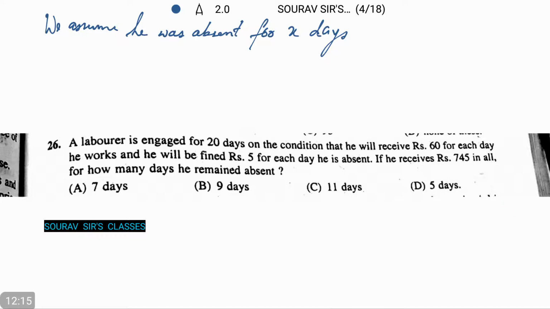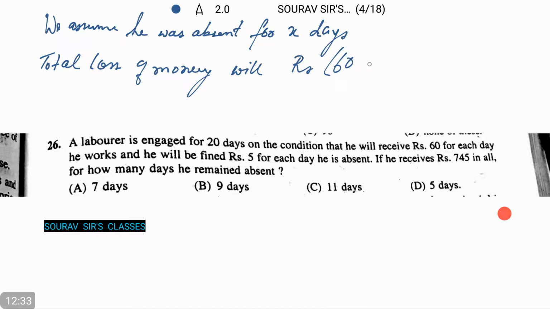Now the total money he will lose because of his absence, the total loss of money, will be rupees 60 plus 5x.